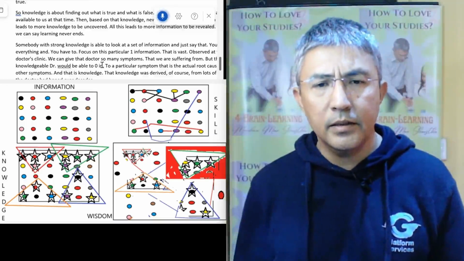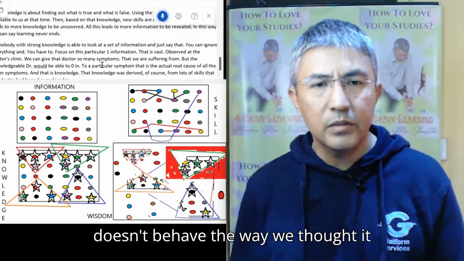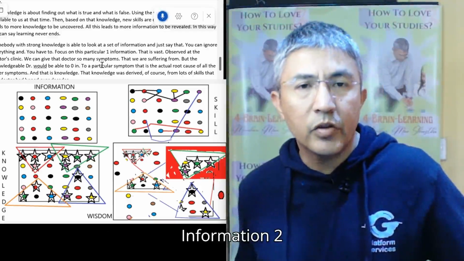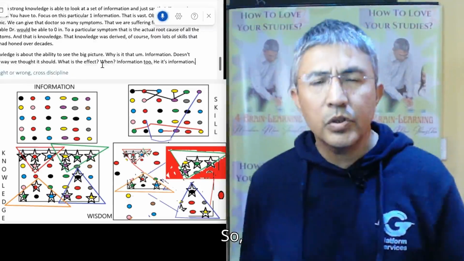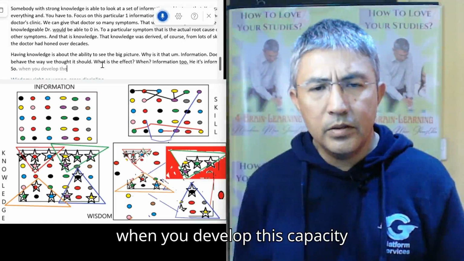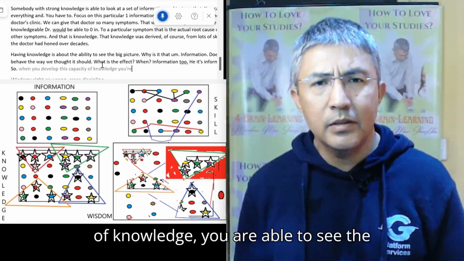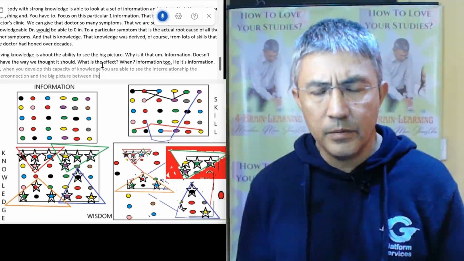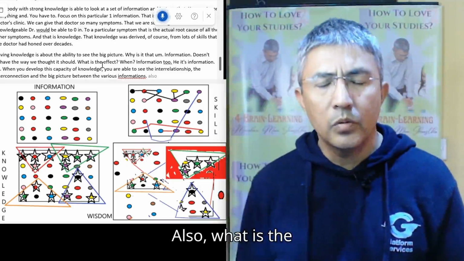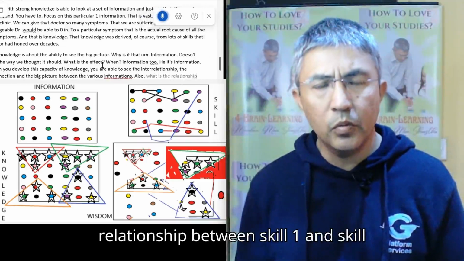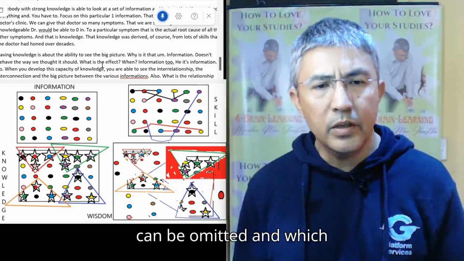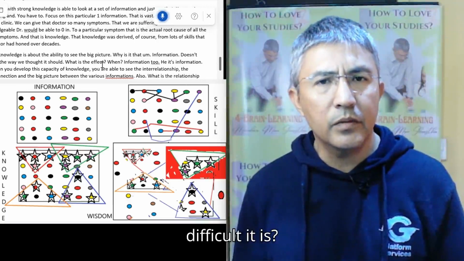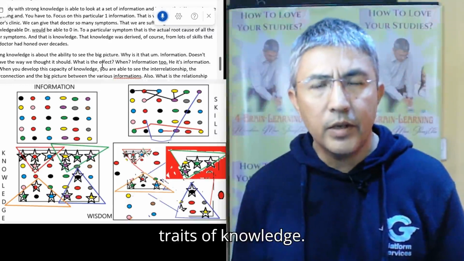Why is it that information one doesn't behave the way we thought it should? What is the effect when information 2 hits information 3? So, when you develop this capacity of knowledge, you are able to see the interrelationship, the interconnection, and the big picture between the various informations. Also, what is the relationship between skill 1 and skill 2? Which skill can be omitted and which skill must be mastered anyhow, no matter how difficult it is. These are the traits of knowledge.